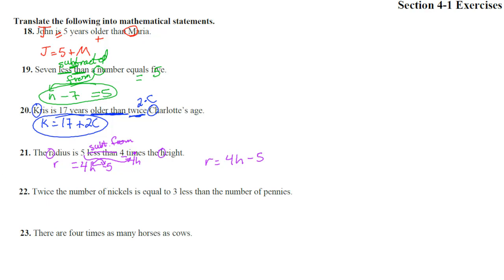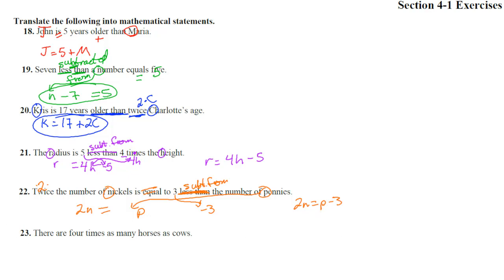Okay. Next one, number 22. Twice the number of nickels. So that's 2 times the number of nickels, n. So that's 2 times n. We can just write it as 2n is equal to, that's going to be an equal sign. Yeah. Hard translation there. 3 less than, and again, that's subtracted from. So that means we're going to put it over here as a minus 3. The number of pennies. So the number of pennies is what you're subtracting 3 from. So that's going to be 2n equals p minus 3. Good. Now it's in a math statement.